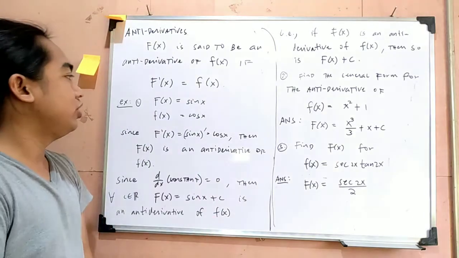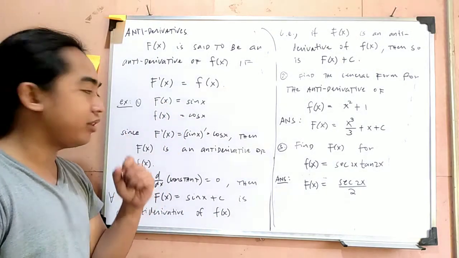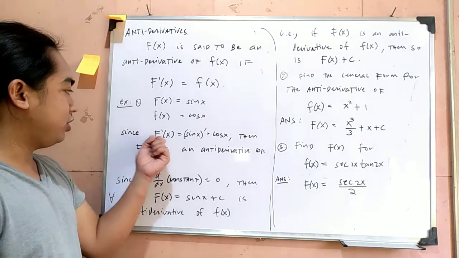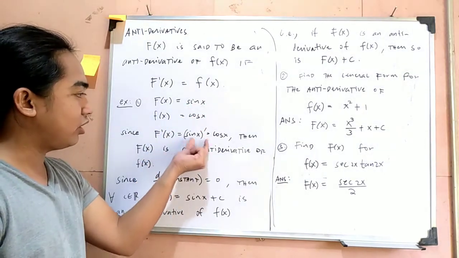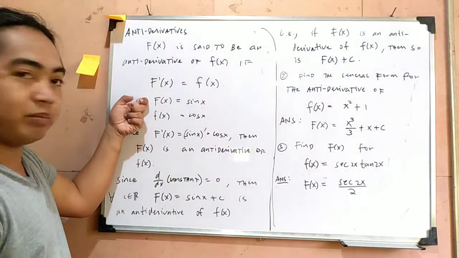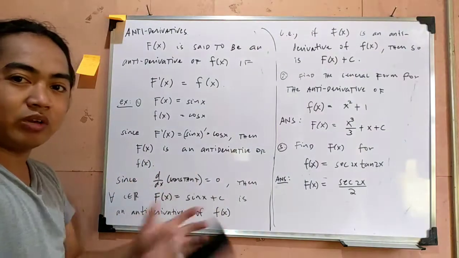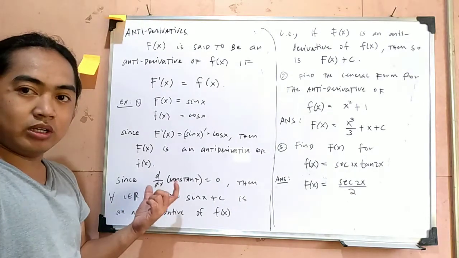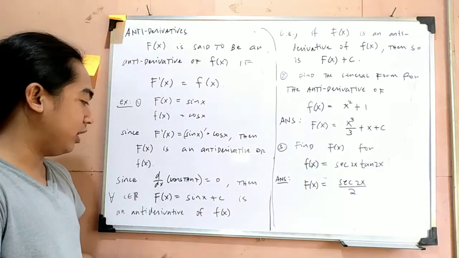So, we want to check if the capital F of x ba is an antiderivative of small letter f of x. So, we check for the derivative, F prime of x. So, sin x, take the derivative equals cosine x. Then, the capital F is an antiderivative kasi nga nag-equal yung derivatives. And take note na yung derivative ng constant is always equal to 0. So, ano yung ginagawa nun?